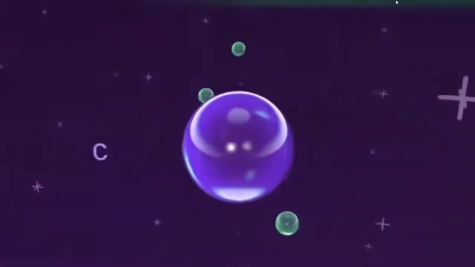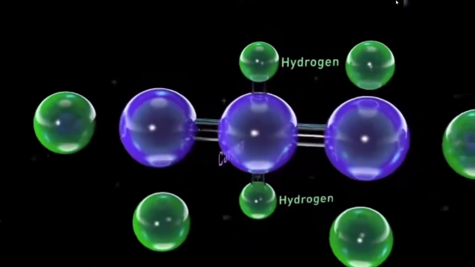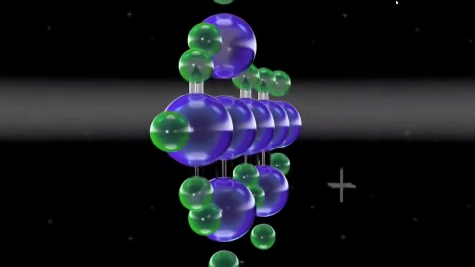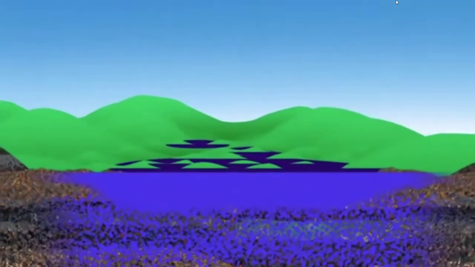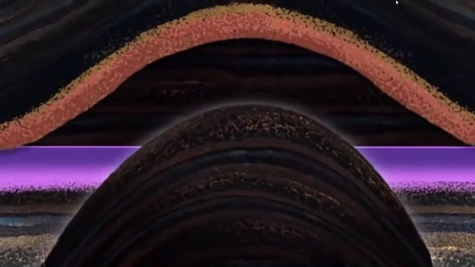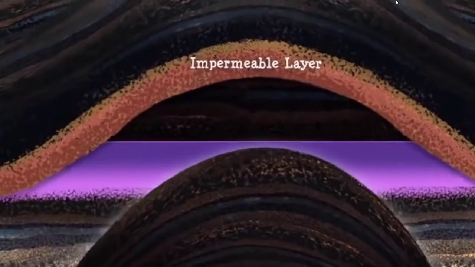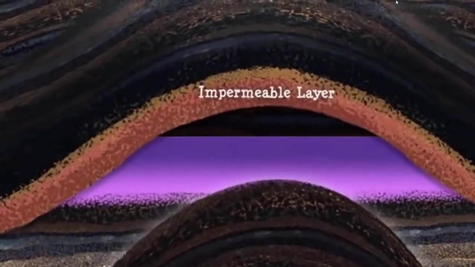At the molecular level, oil and gas are hydrocarbons made up of hydrogen and carbon atoms. The constant pressure and movement of the Earth's crust squeezes oil and gas through the pores or spaces within rocks. Some oil and gas reaches the Earth's surface and seeps out naturally into land or water. Often it is trapped beneath the surface by impermeable layers or rock structures, like faults and folds.